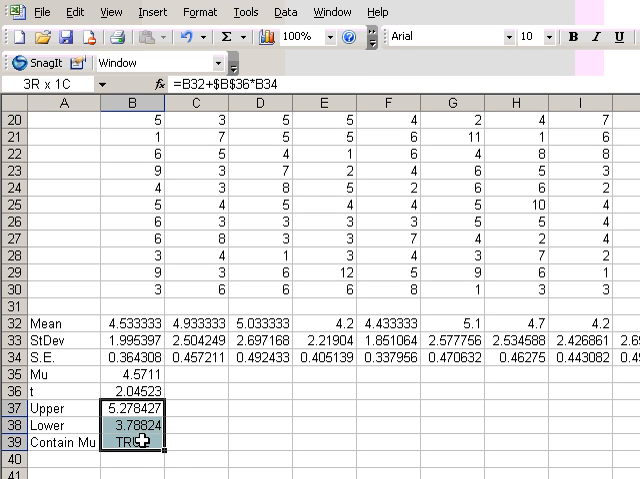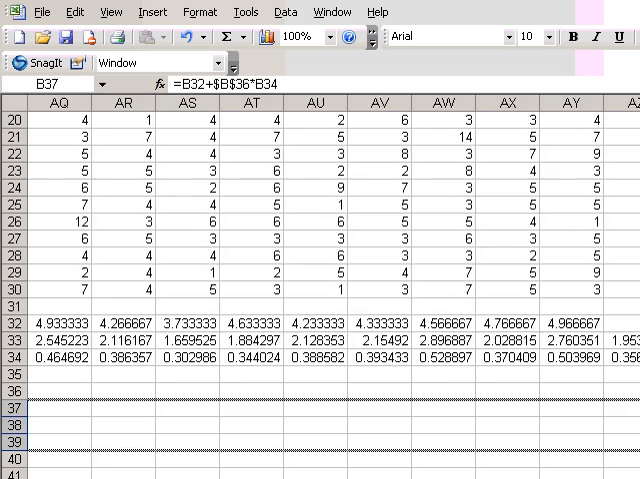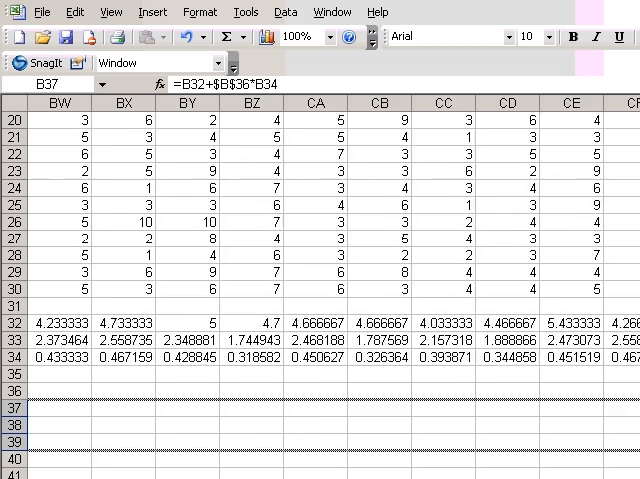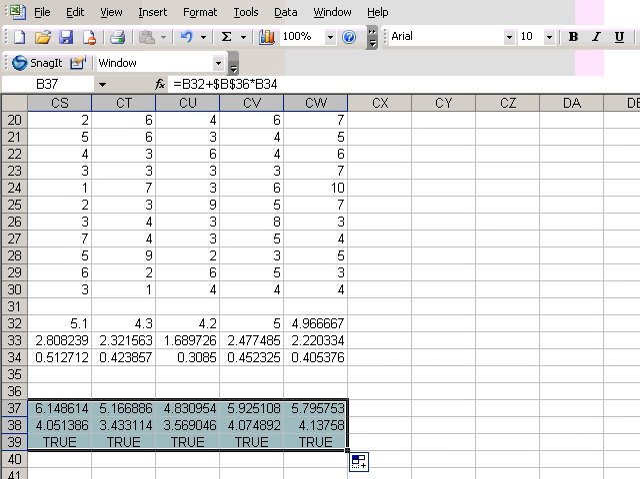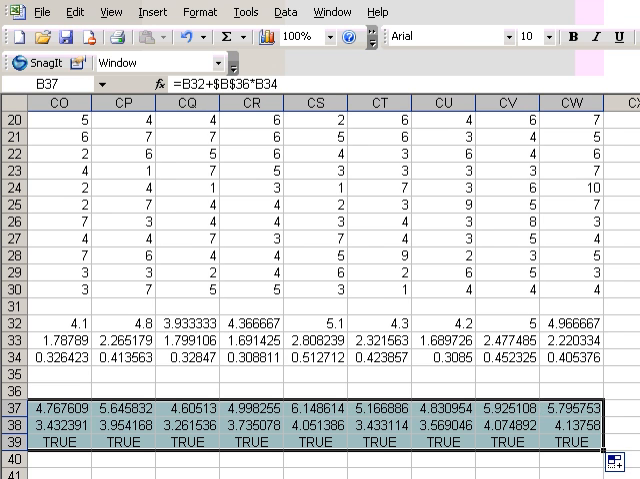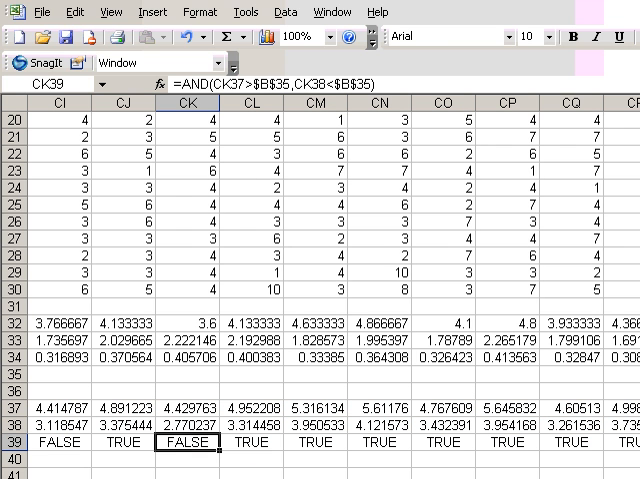Now I'm going to take this and drag it all the way across the 100 observations. And as we go back, we can see here is a false. This set of limits, 4.42 and 2.77, does not contain the true population value.